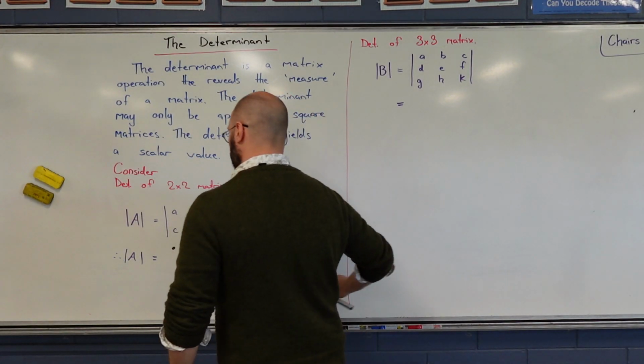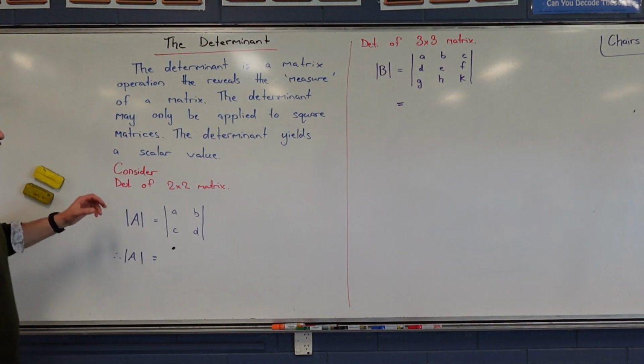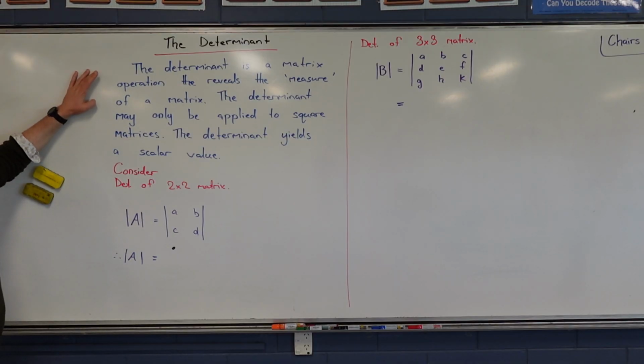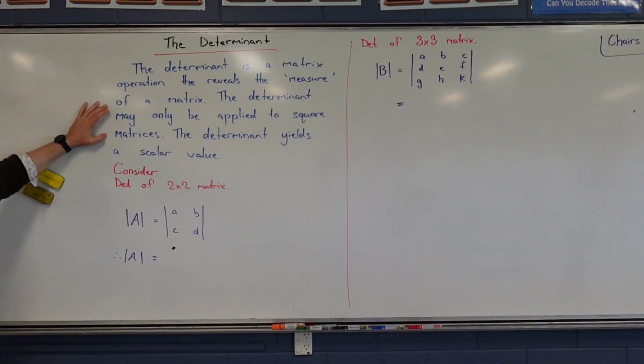All right, so the determinant is just a matrix operation. It can only be applied to square matrices. So if you have a rectangular matrix, you can't do it. It's got to be a 2 by 2, 1 by 1, 3 by 3, 4 by 4, 5 by 5, m by m. And the output of a determinant is a scalar value, so it's just going to give you a single number, positive or negative.